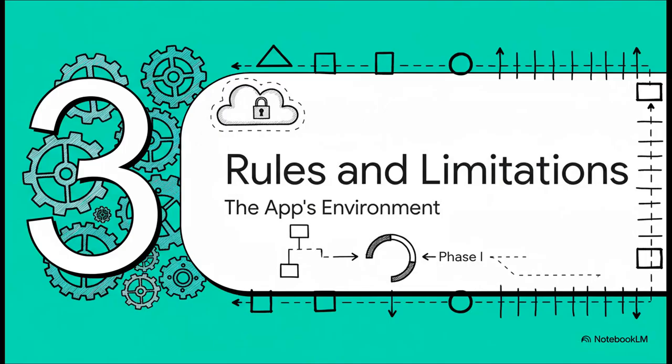This separation of concerns, the front of house, the kitchen, the recipes, it's a fantastic start. But every system needs rules to function properly. So let's talk about the boundaries of this app, the rules it enforces, and maybe more importantly, the limitations it just accepts as a phase one project.